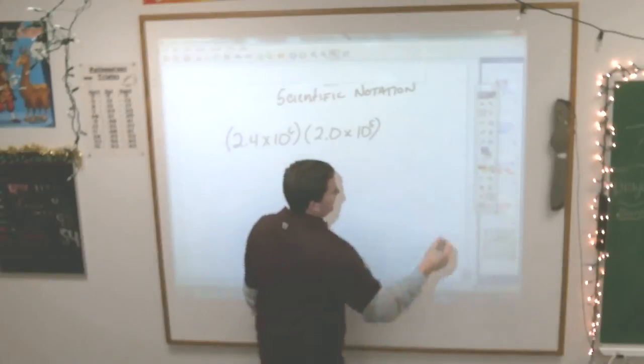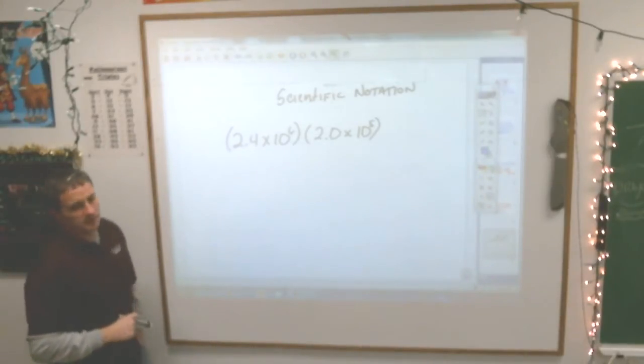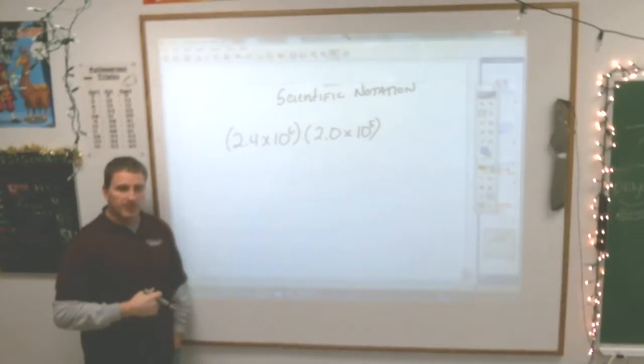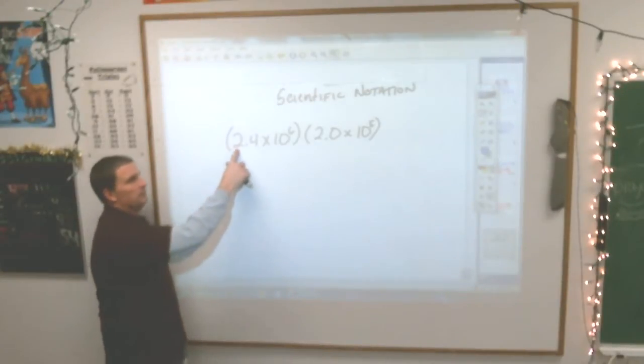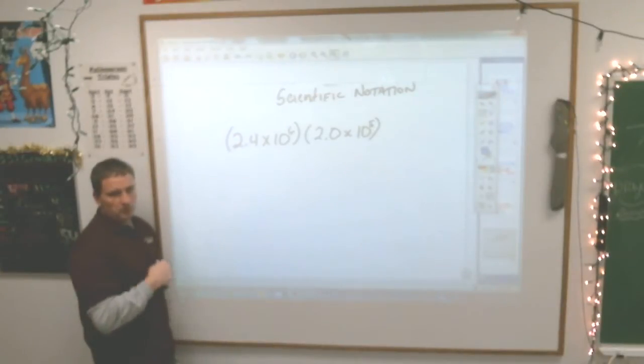Now, if you want to multiply those together, one way would be to change them to their regular numbers and then multiply them. What is the regular number for this? 2.4 times 10 to the 6th would be what number in standard form? Because usually the clerk at the store doesn't say your grocery bill is 1.68 times 10 to the 3rd power in dollars. It is what, Samantha?